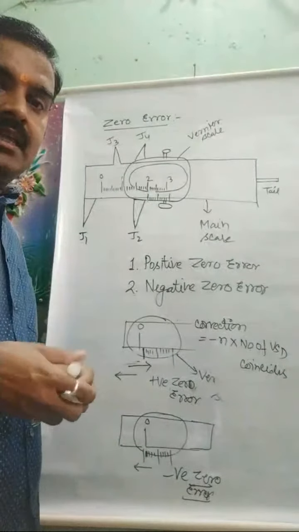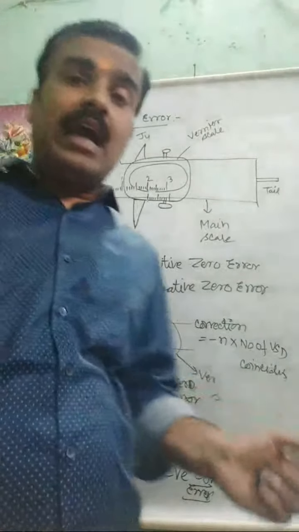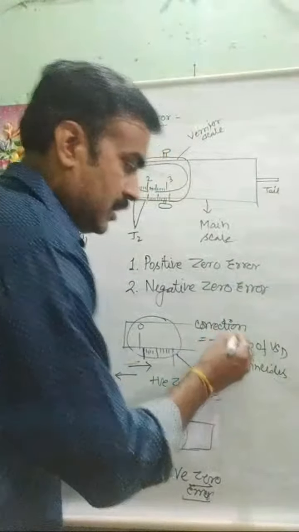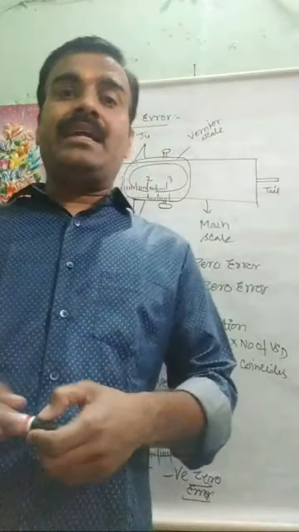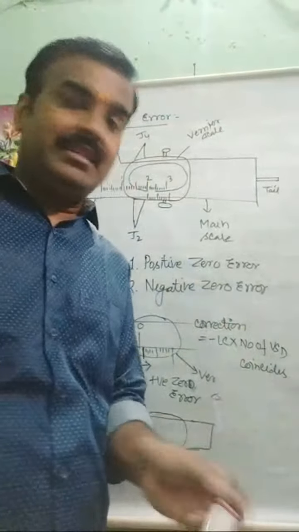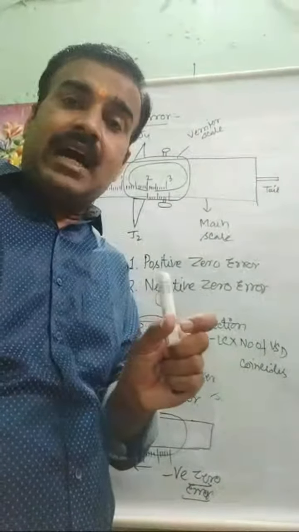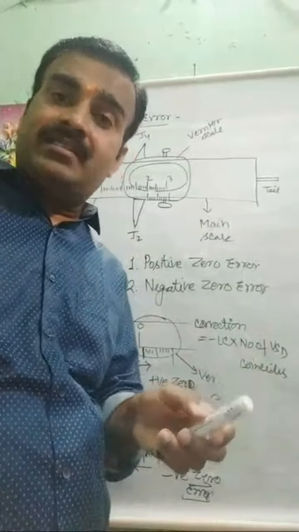Okay, N into N means least count multiplied by the number of Vernier scale divisions that will be coinciding. The least count is 0.01.